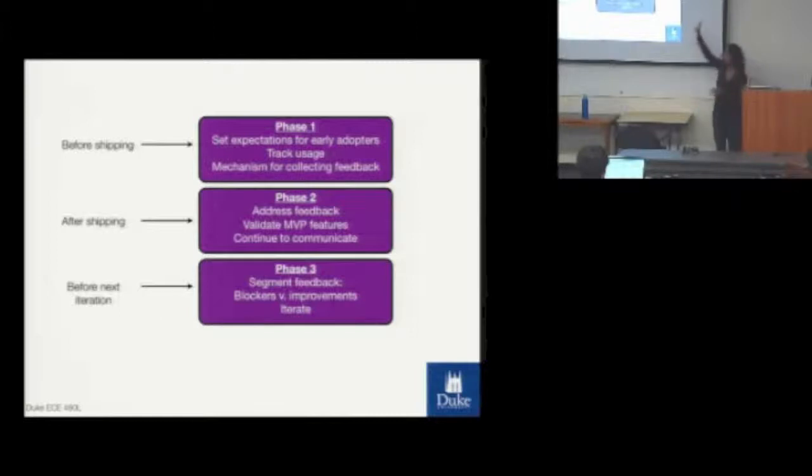Only after we've done that can we move into phase 2 of, hey, let's actually validate the MVP, let's build it, and let's continue to communicate with customers. And then the third is, based on what we hear, we might have to do some iteration. So this is just what do we need, what's the pre-work, what's the MVP work, and then what's the post-work.